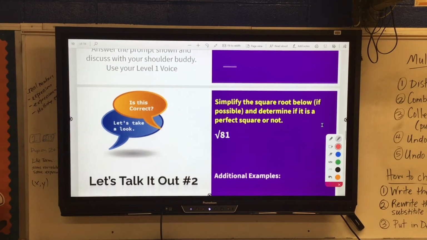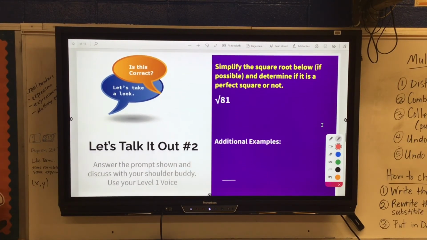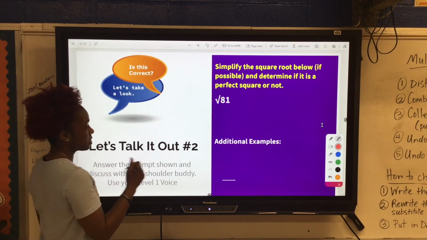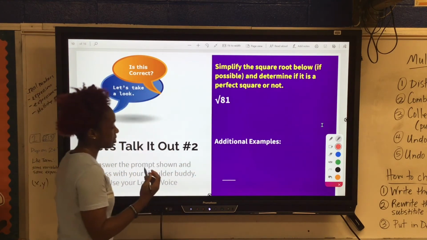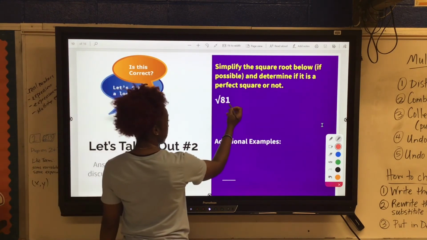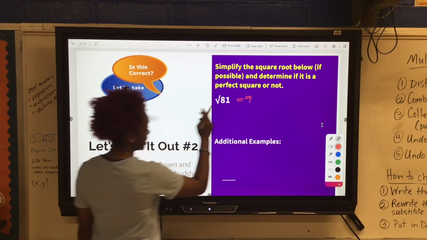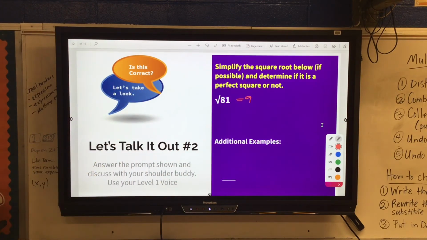Number 2. Simplify the square root below if possible and determine if it is a perfect square or not. So we have the square root of 81. Alright, we put it in decimals, or if we just know our multiplication tables, we know that the square root of 81 is 9. So because this is a whole number, it is definitely a perfect square.